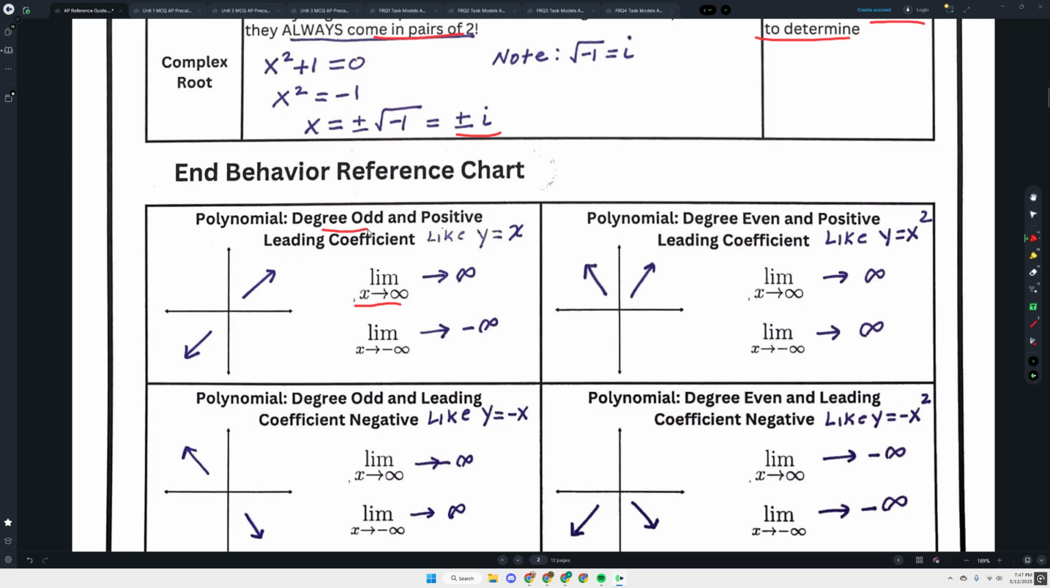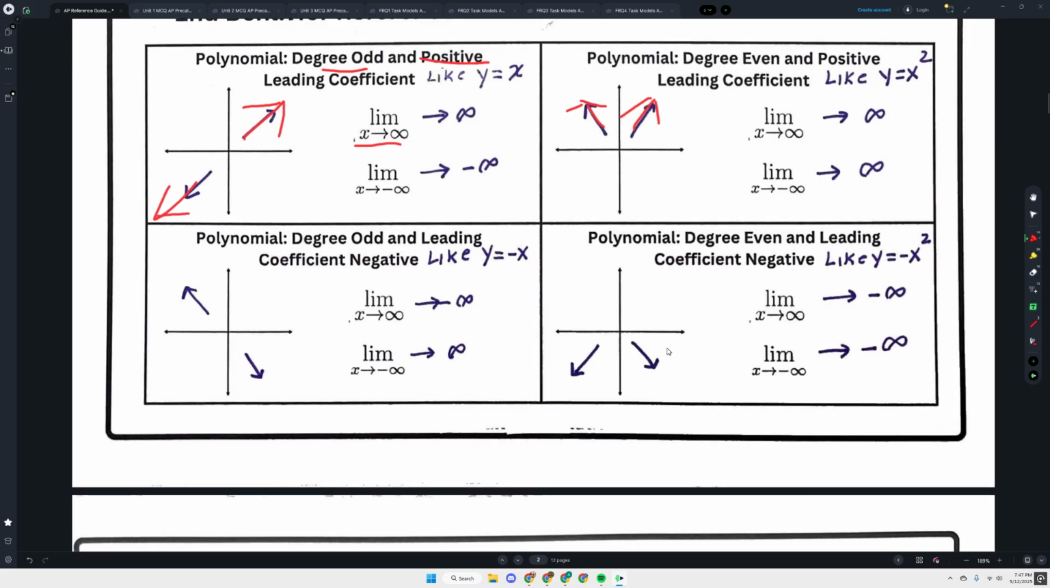If it's an odd polynomial and it's positive, it's going to be going like this. Then from there you have even, which means both go up, and if it's negative, it's the other way. You always have to write limit as x approaches something, and you always have to write the function name, so f of x, g of x. If you write the wrong function, they won't give you the point.